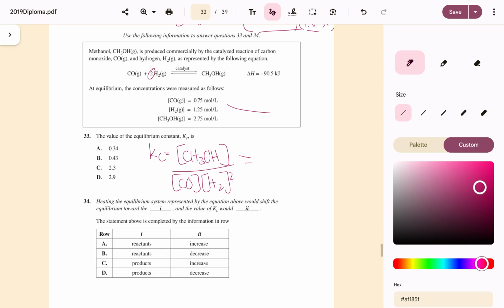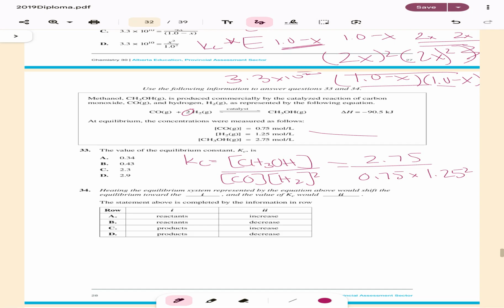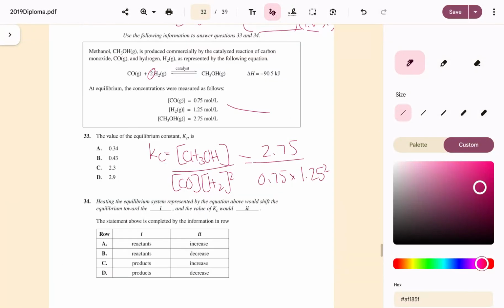So now we have the expression. We're going to fill in the values. So you'll have 2.75 divided by 0.75 times 1.25 squared. And once you plug that into your calculator, you should get C. Oops, sorry, what's happening here?